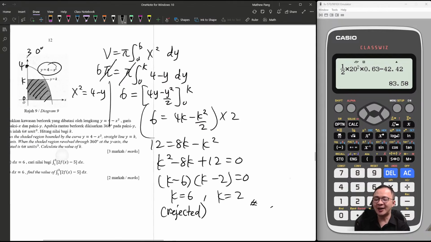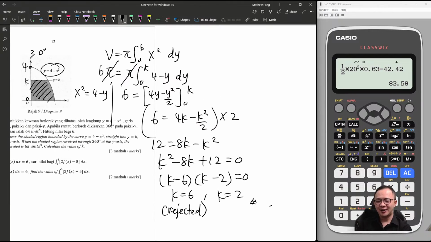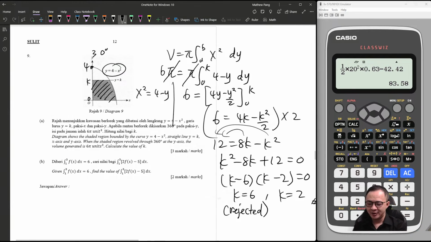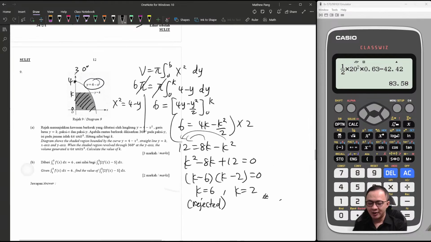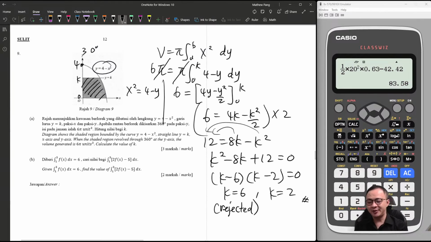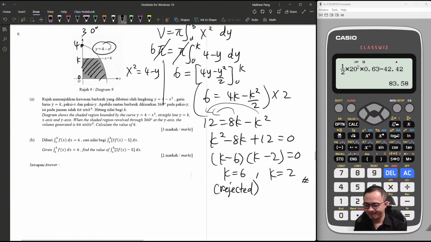Some students might ask, how do you know it's 4? You just make x equal to 0, then you know it's 4. And it is negative 8k because I moved it to the other side, so I get negative 8k there. Alright, anything you want to ask me? No?